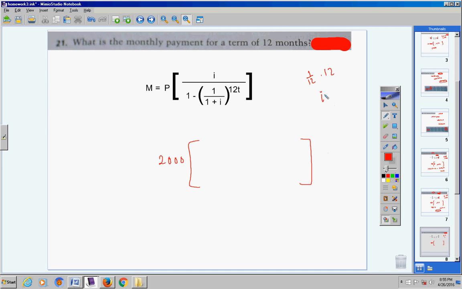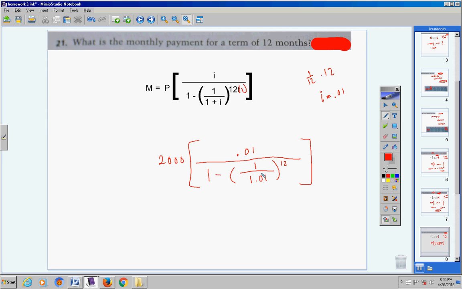Let's see what we have here. 0.01 exactly. So I equals 0.01. So at the top of my fraction here for I have 0.01. And then down here in the denominator I have 1 minus 1 over 1 plus 0.01, which is 1.01, and all of that is to the 12t power for 12 months. That's 1 year. So 12 times 1 is 12.